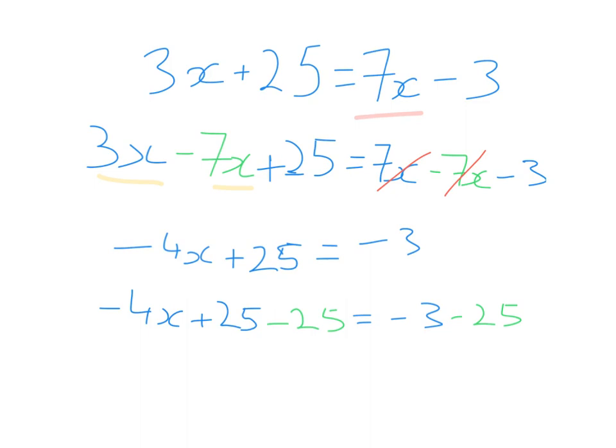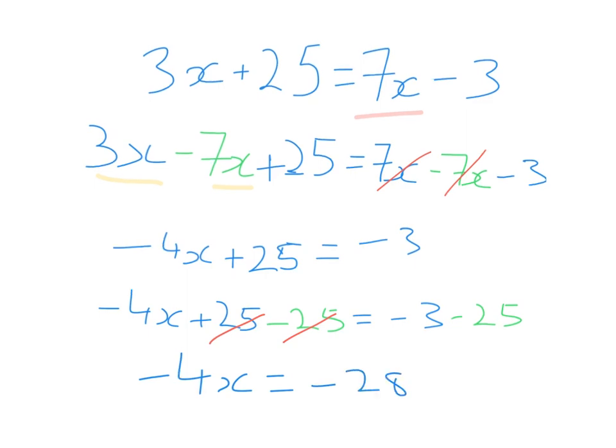When we start trying to simplify this, 25 minus 25 will cancel to 0, so we're just left with minus 4x on the left hand side. On the right hand side, we have minus 3 minus 25. When we're adding and subtracting, if the signs are the same, we're going to add them and keep the sign. So that will simplify to minus 28.